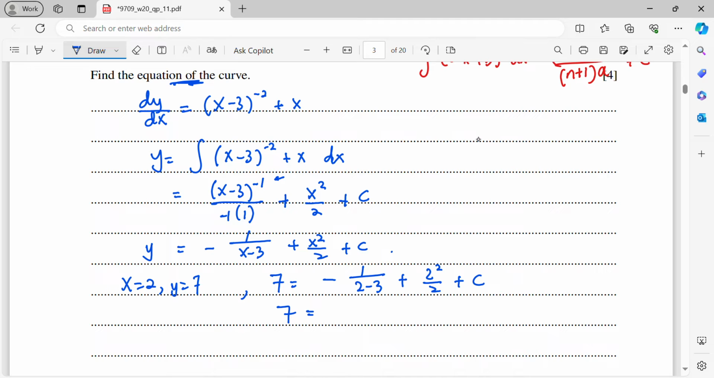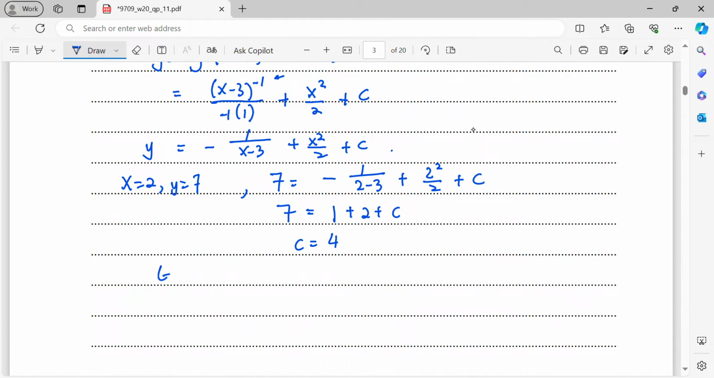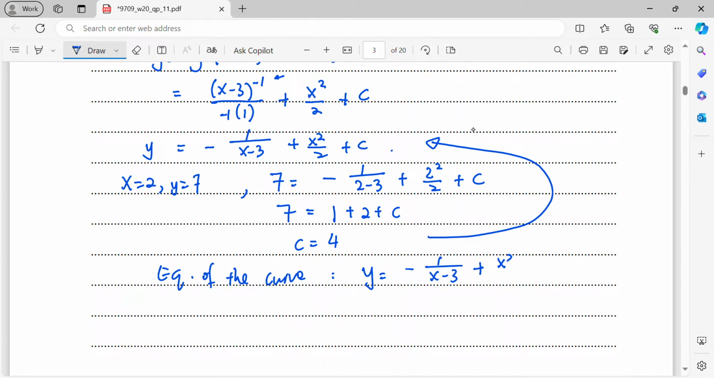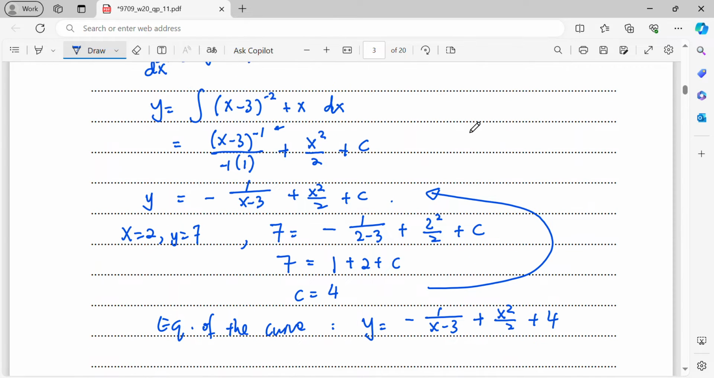So you get minus minus is a plus 1. Then plus 2 plus c. So from here, your c is going to be 4. Now the equation of the curve is found. Just need to substitute this c into your y. So I will get y equals negative 1 over x minus 3 plus x squared over 2, then plus 4. So that is my equation of the curve.